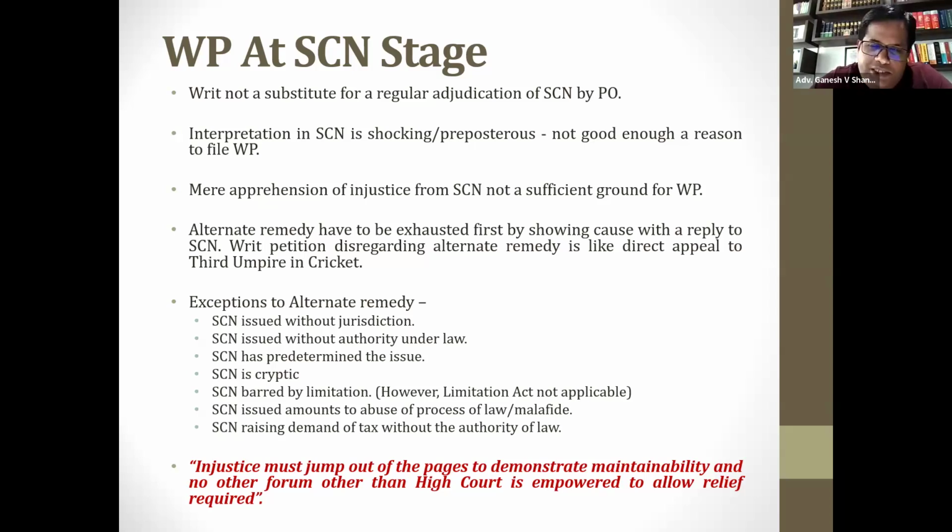Injustice must jump out of the pages to demonstrate maintainability, and no other forum other than the High Court is empowered to allow the relief required. So my petition, my papers, my submissions should clearly reflect that there is some hindrance, some injustice I am confronted with. And that is the reason I'm approaching the High Court directly to get quick and expeditious relief.